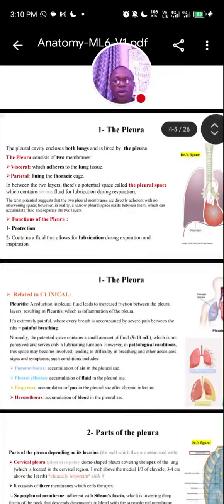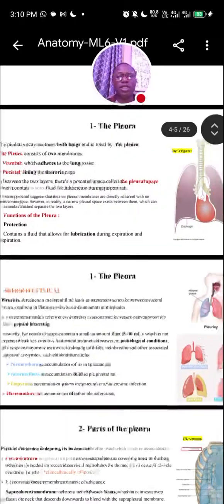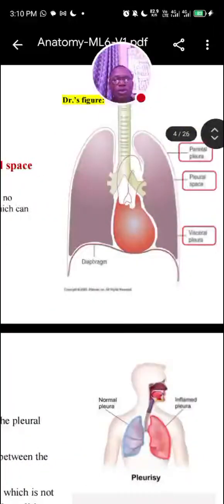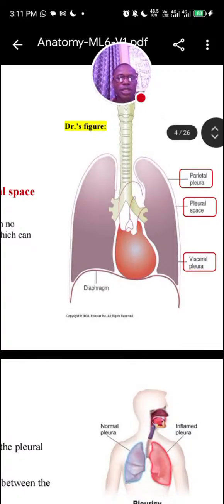We are making progress. Now, these are the points we are picking. Between the two layers, there is a potential space called the pleural space. So the pleura is a lining for the lungs, whereas in between the pleura is the pleural space. Whereas the pleural cavity is a space. You see now, this is the pleural space. See the pleural space now?